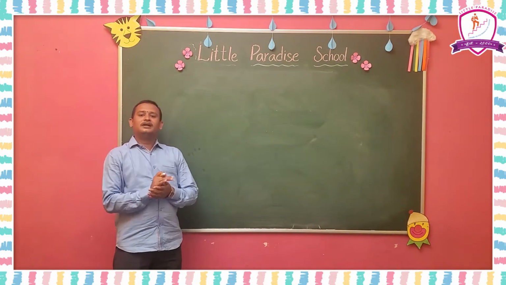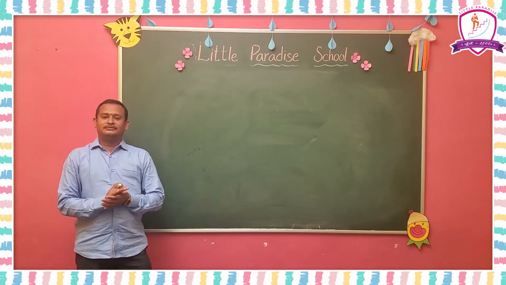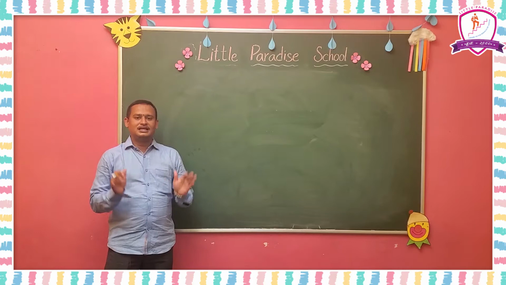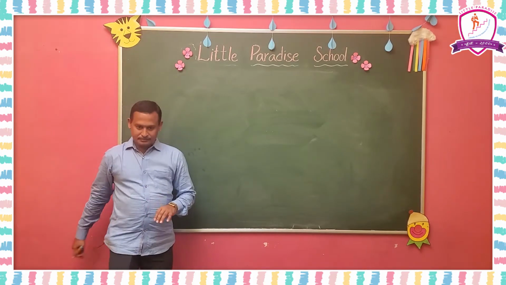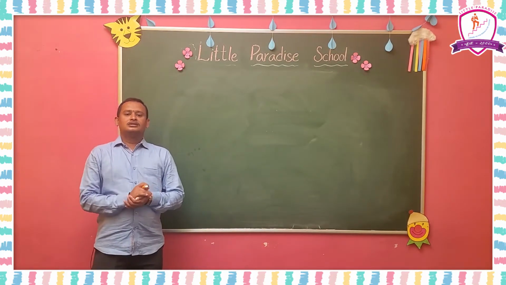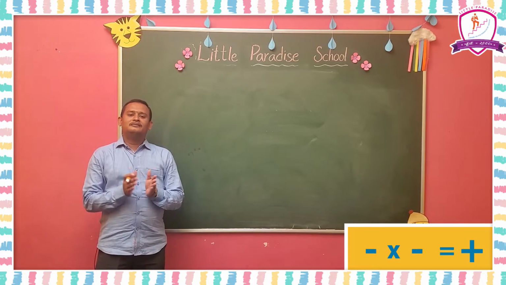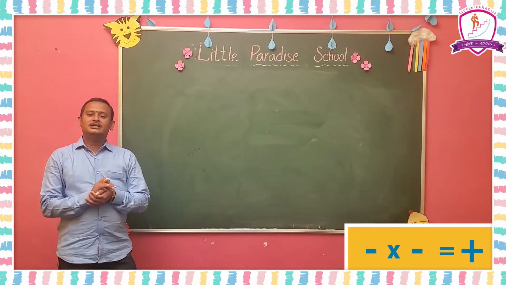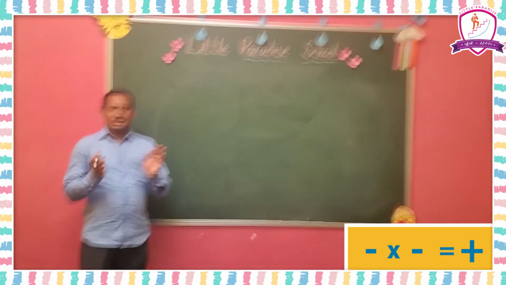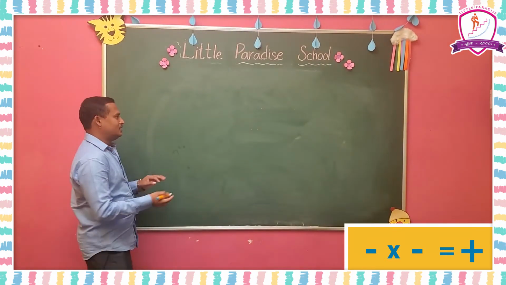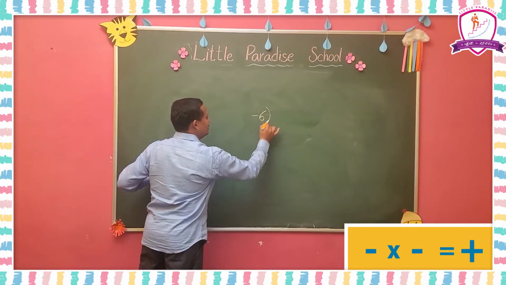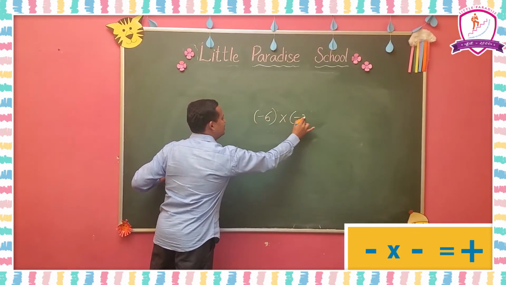Next, when we are multiplying two negative integers, we will get a positive integer as an answer. So the next topic is multiplication of two negative integers. When we multiply two negative integers, we will get a positive integer as an answer. For example, I am taking two negative integers, minus 6 and minus 3.